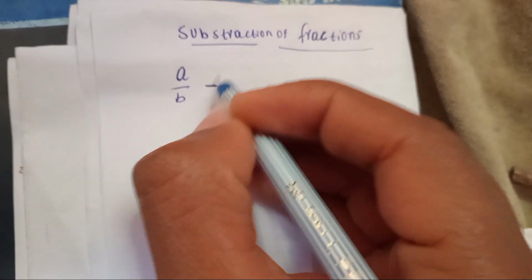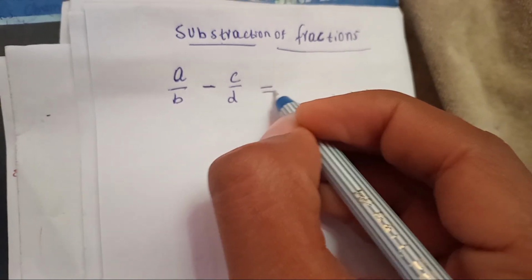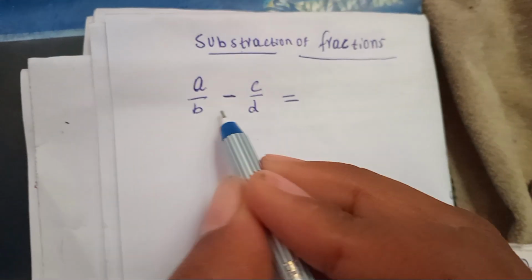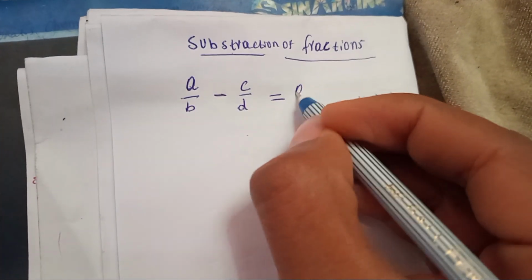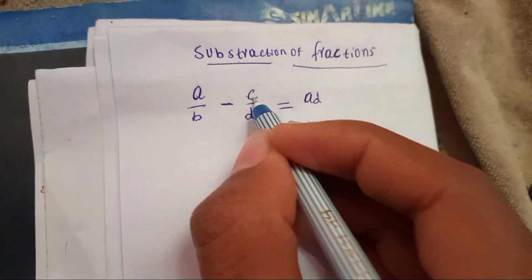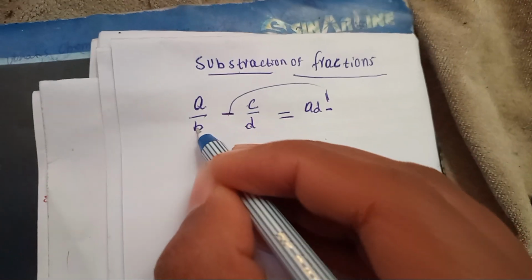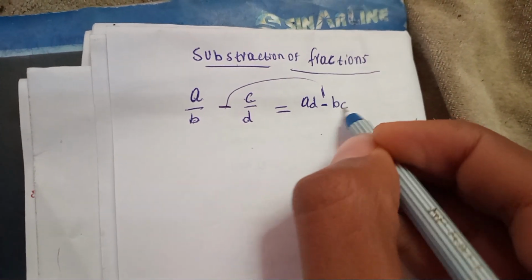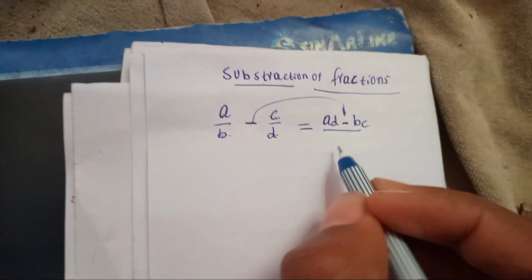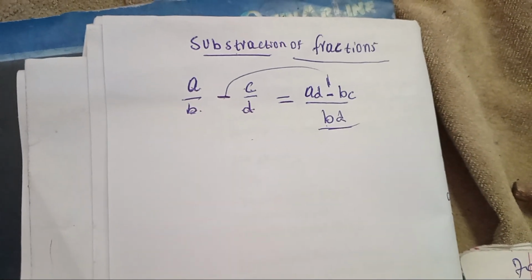Minus means subtraction. c over d equals a times d. Don't forget this one: a times d, then minus b times c, all over b times d, which is bd. So this is the subtraction of fractions formula.